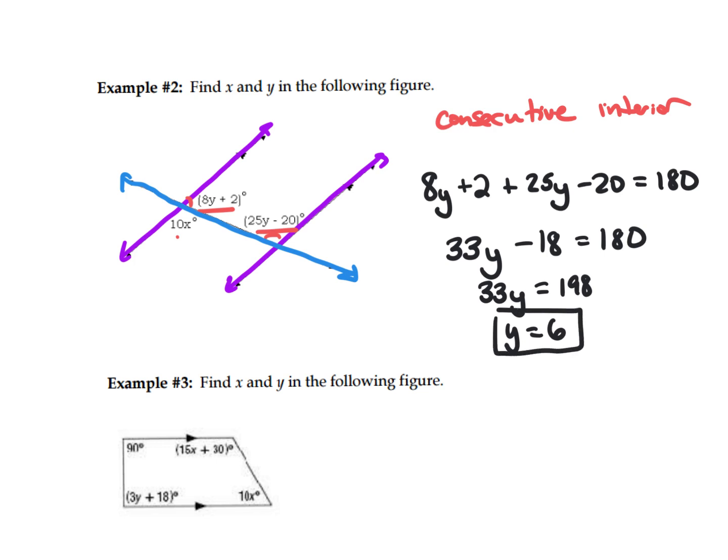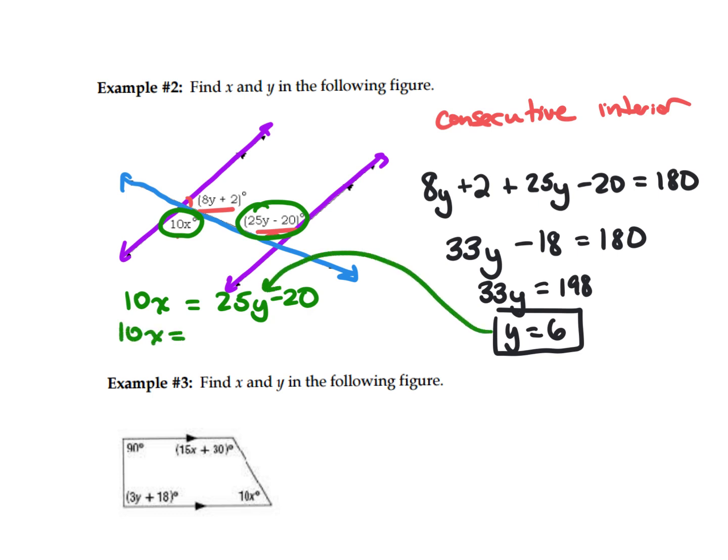Now, to find x, we'll have a little bit of an issue, so we're going to have to be a little slick about it. Well, I know this 10x and this 25y minus 20 are the same because they're alternate interiors. So I know 10x equals 25y minus 20, which might seem pretty troublesome because now we have two variables, but we know y is 6. So I can just put the 6 in there. So 10x equals 25 times 6, which is 150, minus 20. So 10x equals 130. And then I can simply divide by 10. So x is 13.